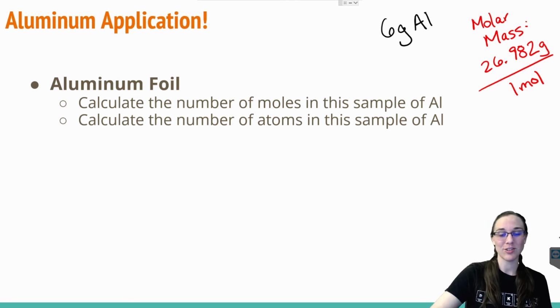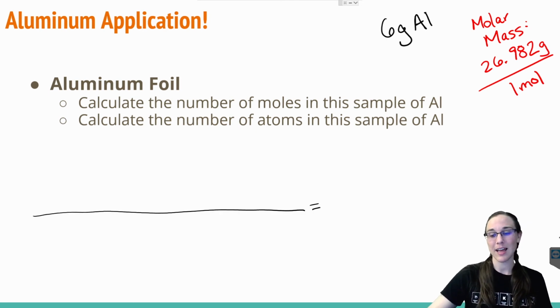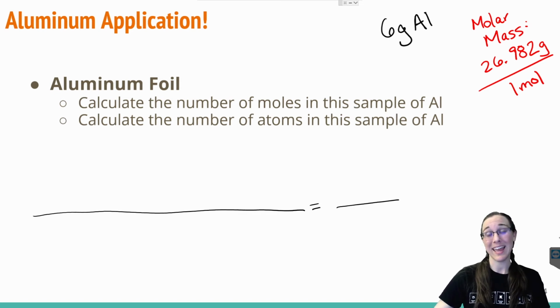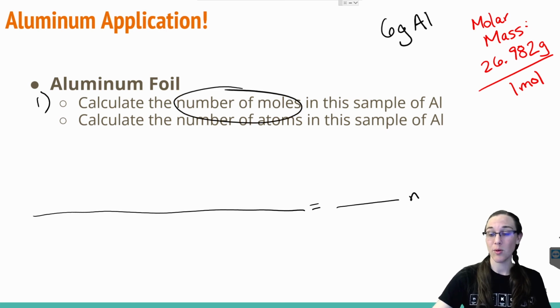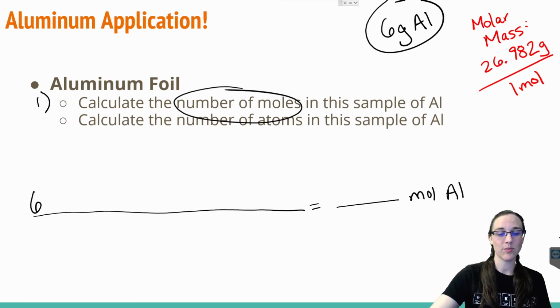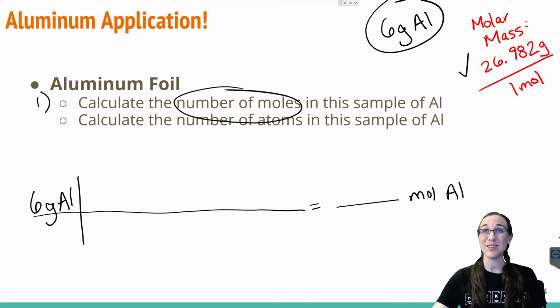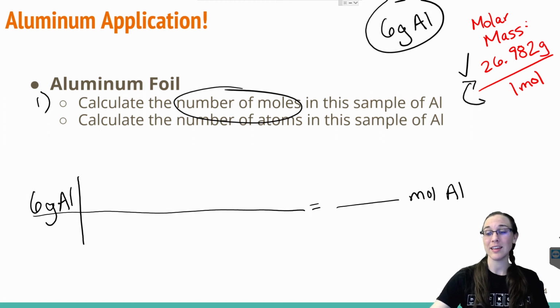Now we need to draw our dimensional analysis setup. So we need to draw our magical line to freedom, put the equal sign, a space for our answer, and then put the goal units at the end. Our first goal units is number of moles. So moles of aluminum. We are given 6 grams of aluminum. And from our periodic table, we saw that each aluminum atom brings 26.982 mass per mole with it. So we need to get grams canceled and moles on top. That means that this whole thing needs to flip-flop around.